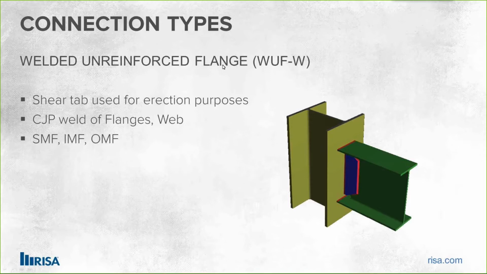So in the welded unreinforced flange, or we'll also call it the WUF-W, we have a shear tab that's welded onto the beam here. However, it's important to know that this shear tab is only used for erection purposes. And for the actual design, you do a CJP weld of the beam web directly onto the column. So that beam web needs to be prepared in order to weld directly fully into the column. And with the CJP weld of the flanges and the web, that beam is fully connected onto that column. And this can be used for the special moment frame, intermediate moment frame, and the ordinary moment frame as well, which I'll be abbreviating as SMF, IMF, and OMF.